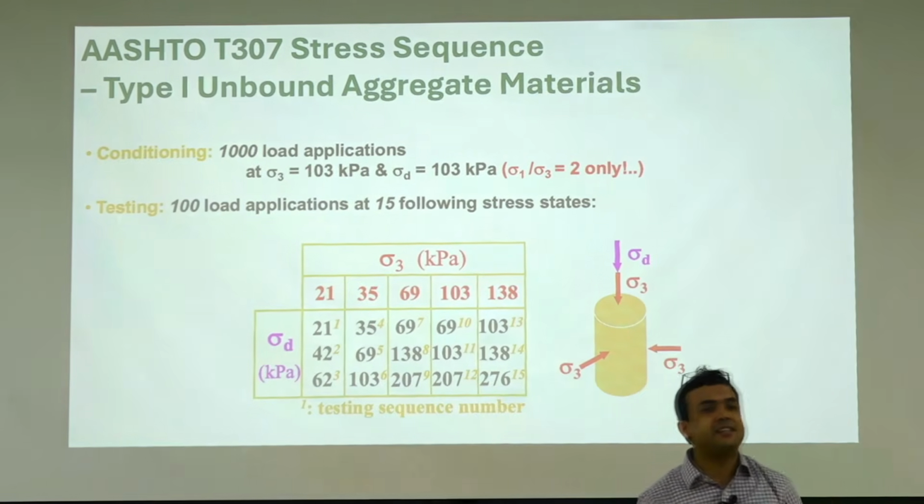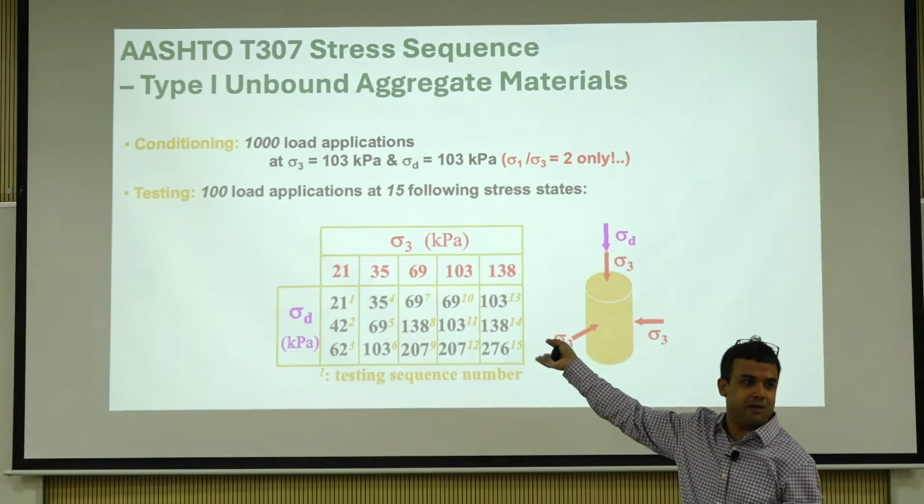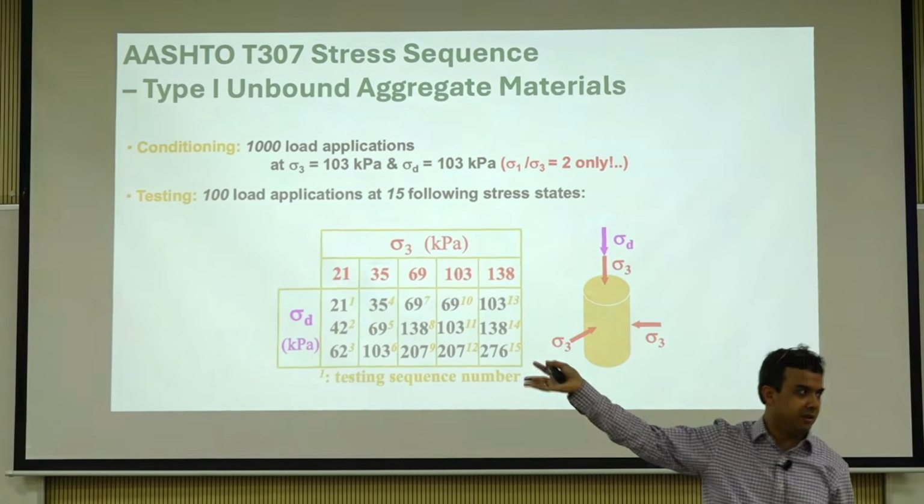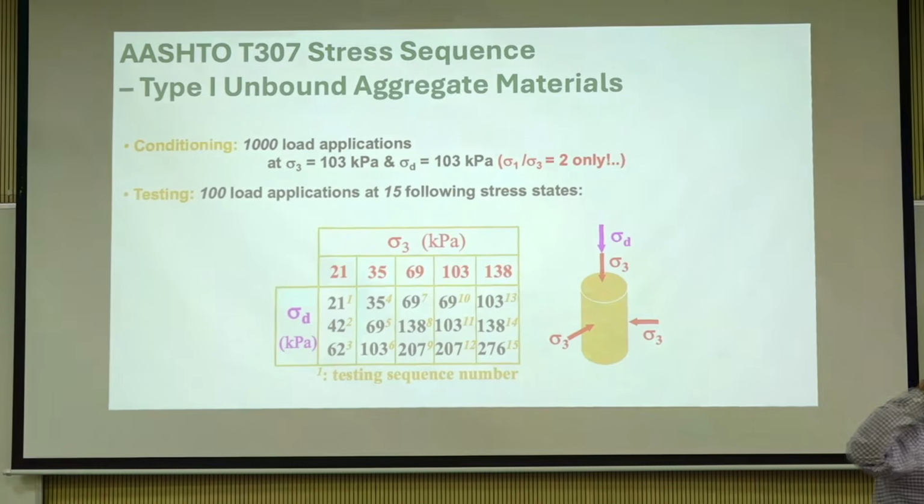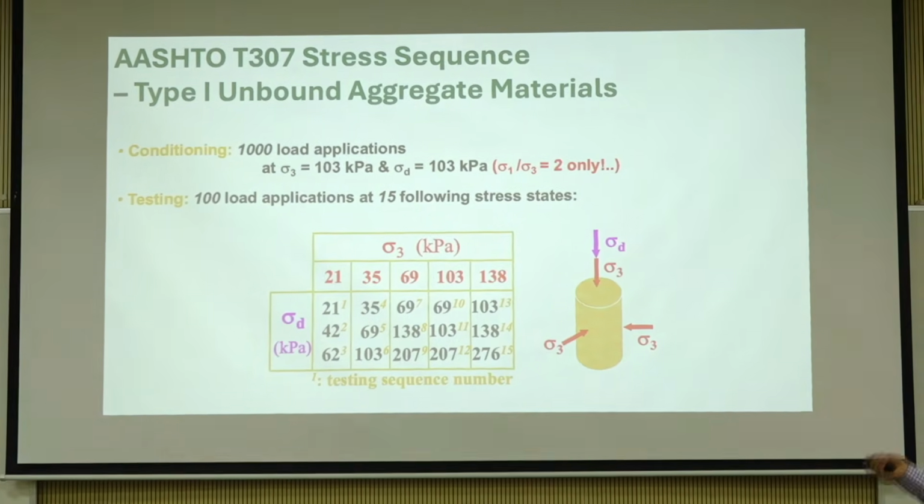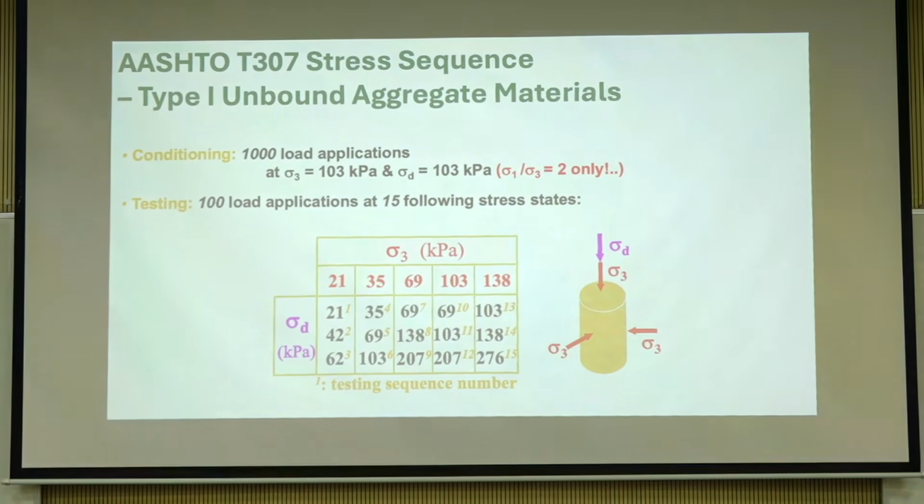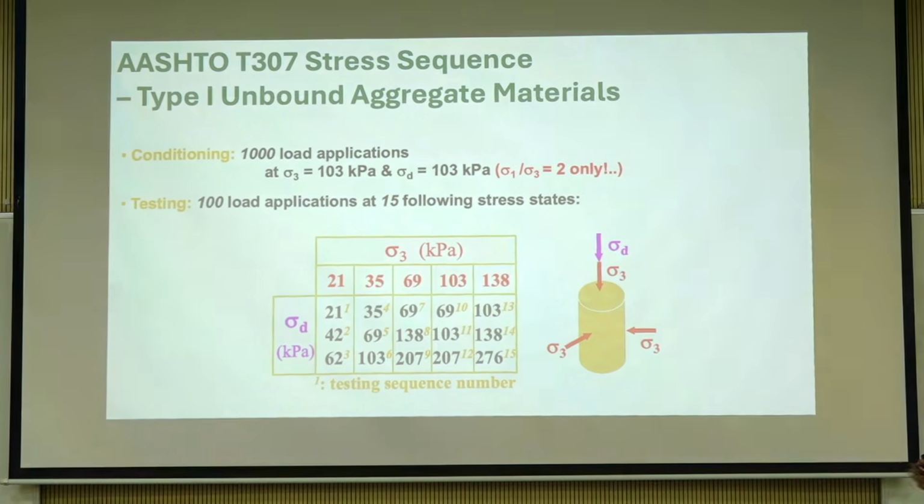What did I just say? I just said the psi numbers. You just divide by 6.89, you will get those numbers. That's what I'm saying. Okay? That is what a full unbound aggregate test setup sequence, AASHTO T307, looks like. Make sense?